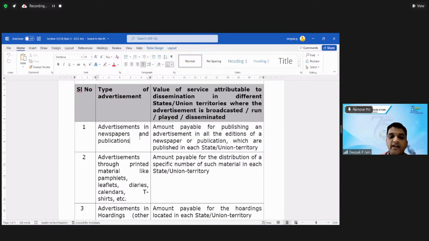Okay. Second is advertisement through printed material like pamphlets, leaflets, diaries, calendars, t-shirts, etc. Here also same amount payable for the distribution of a specific number of such material in each state or union territory. So if they said print 50,000 calendars and give 10,000 calendars in this state, 5,000 calendars in this state, 7,000 calendars in that state, each of the states' distribution is decided. So based on whatever is distributed in each of those states, that will become the place of supply.